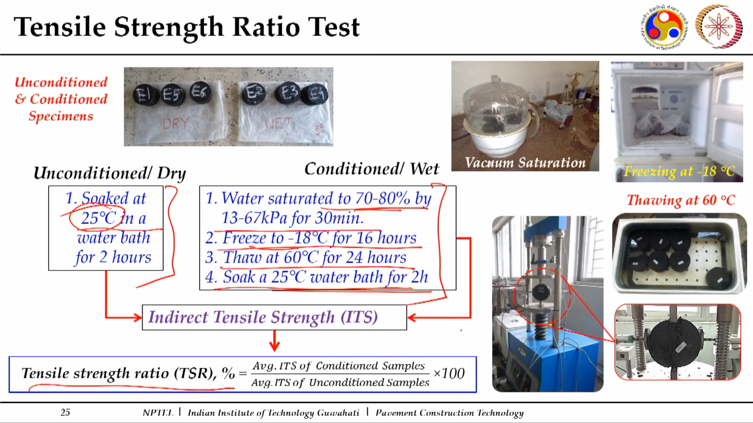So, a mix which is more resistant to this particular damage will have a higher value, and a mix which has lesser resistance towards this moisture induced damage will have a lower value. For most of the mixes, it should be more than 85%, certain requirements may say more than 80%, some may say more than 90%, depending upon different requirements. Most of the cases it says the tensile strength ratio should be more than 80%.